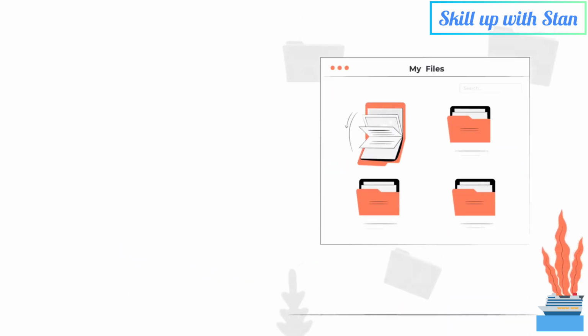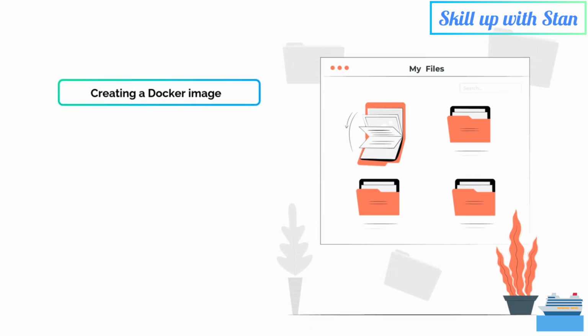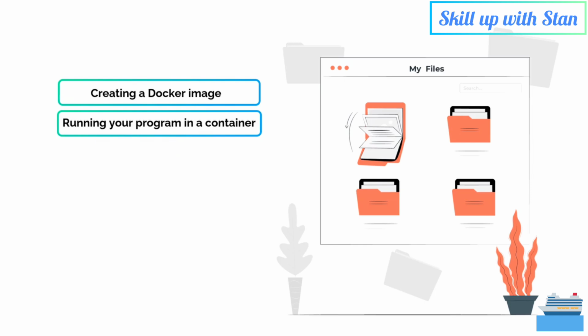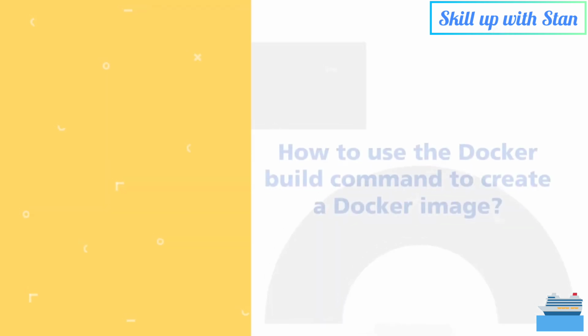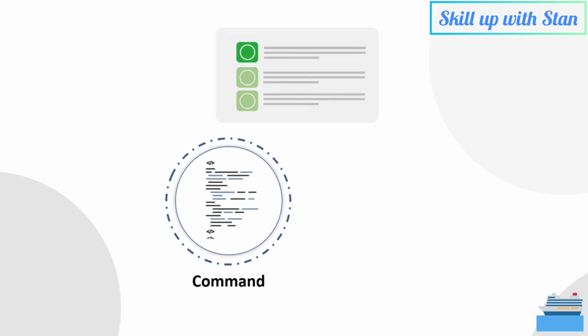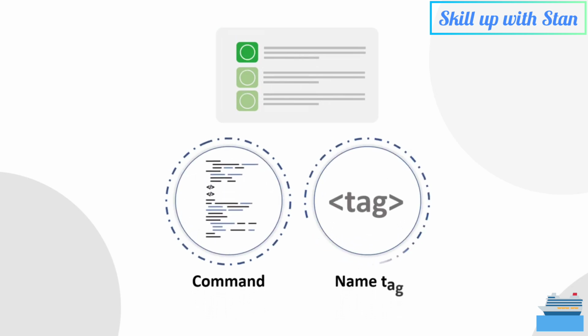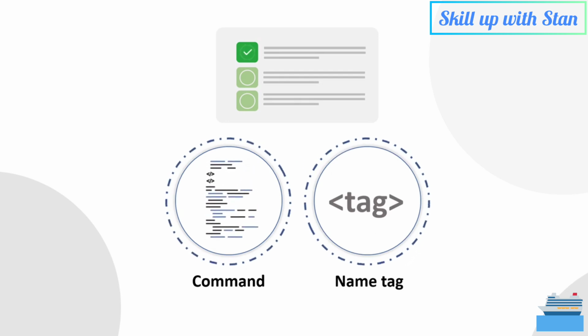Let's have a look at what Docker files are. Docker files include the code for creating a Docker image and running your program in a container. You must Dockerize your app. To do so, generate a Docker file in the project's root directory. The next thing you should know is how to use the Docker build command to create a Docker image. There are a variety of options you can pass with the command, but for now, let's learn about tag, or -t. It's a name tag, so it'll be easier for you to remember, so you can find it later.